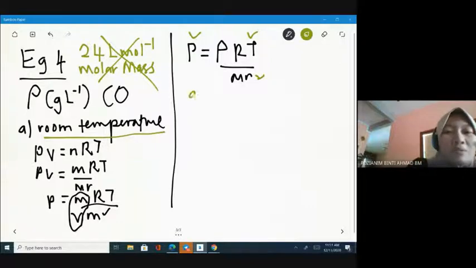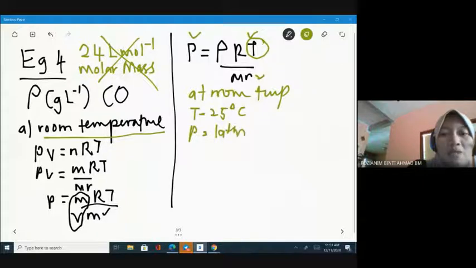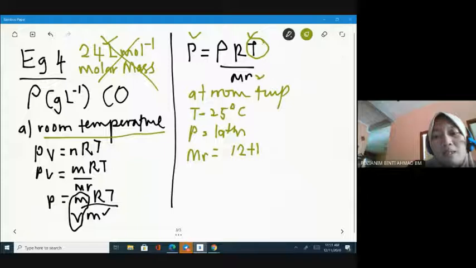At room temperature, we have the constant values. Temperature at room must be 25 degrees Celsius, pressure 1 atm. So this is why we can get 24. And the molar mass of carbon monoxide is 12 plus 16, therefore 28 gram per mole.